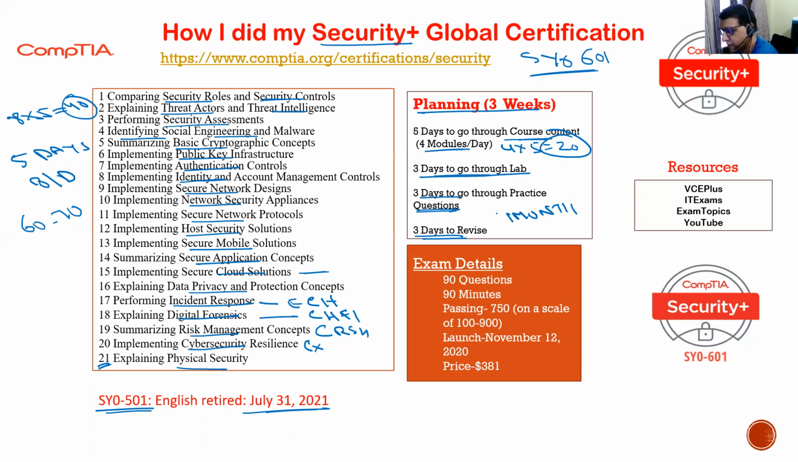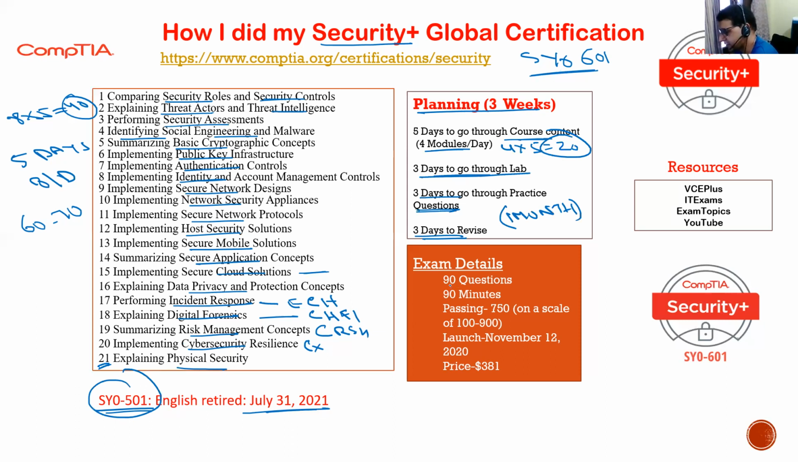CompTIA exams are a little bit tougher as compared to EC-Council exams, so here you need to spend more time. When I wrote 501, it was a little harder, but 601 was a little easier for me. So I would say this exam is a little bit easier if I compare it with 501.